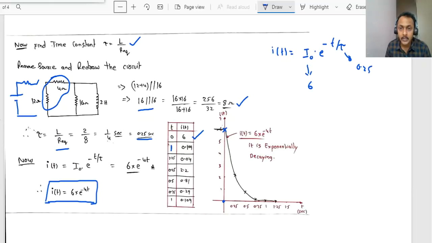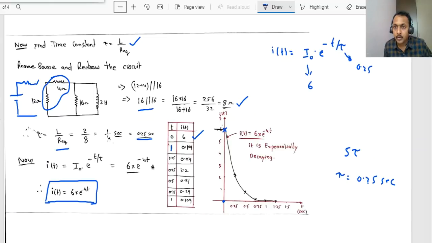Observe the current is exponentially decaying with increase in time, and slowly it is approaching the value 0. Within how much time do you think this will reach the steady state? Within 5 tau. But what is tau in our case? In our case the tau is 0.25 second. How do you understand this 0.25 second?